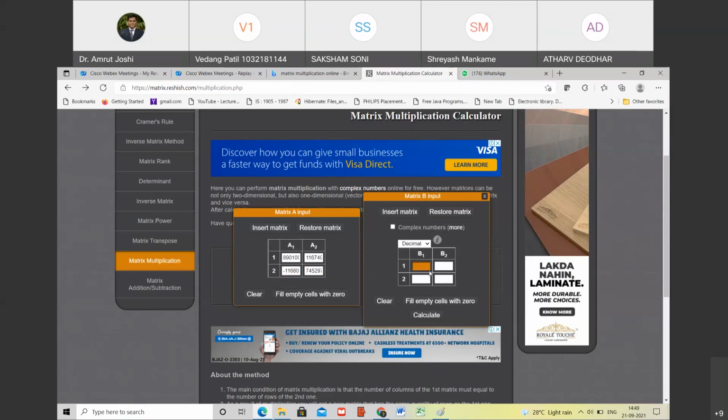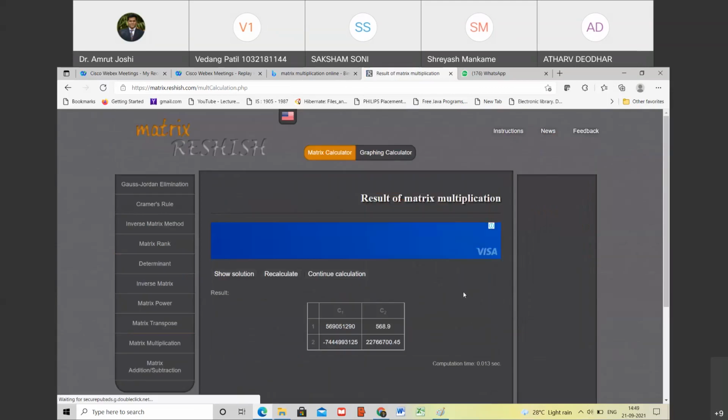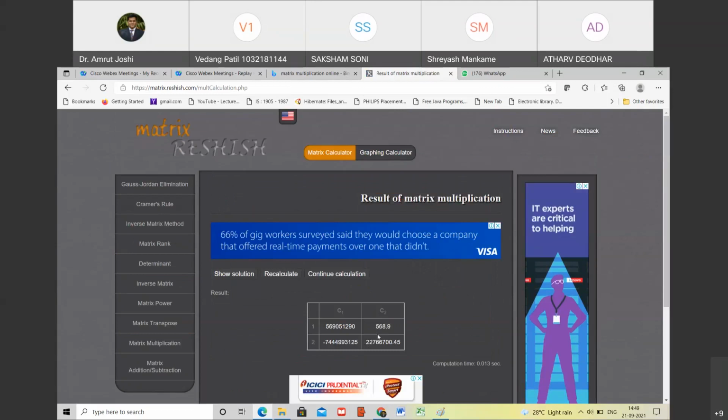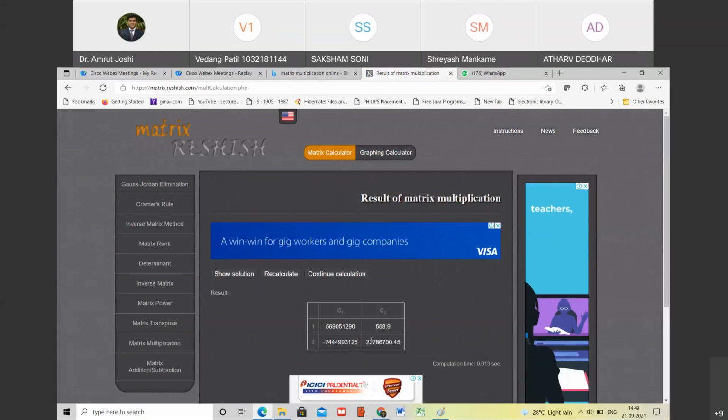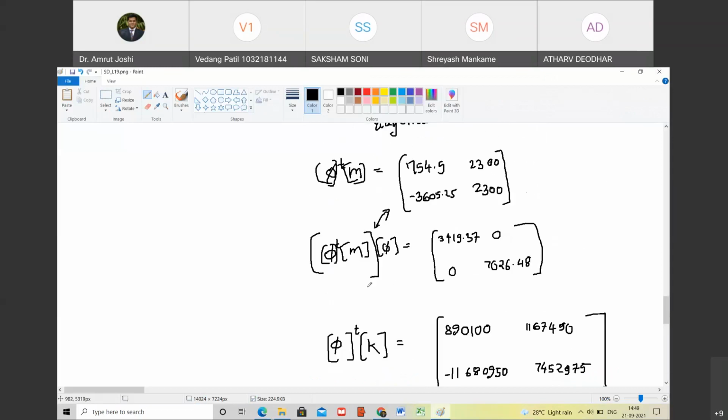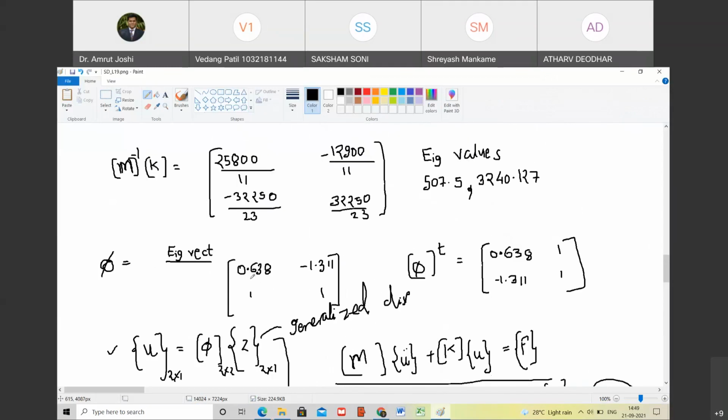Now tell me phi matrix. 0.638, minus 1.311, 1 and 1, right? Last one. Yes. Calculate. So something is wrong in this. This should have been diagonalized. So what mistake did we make? Phi.